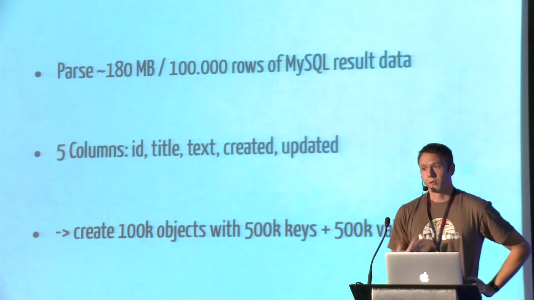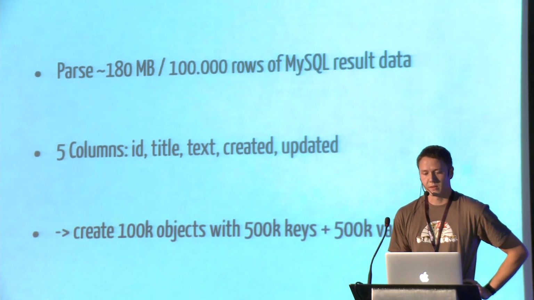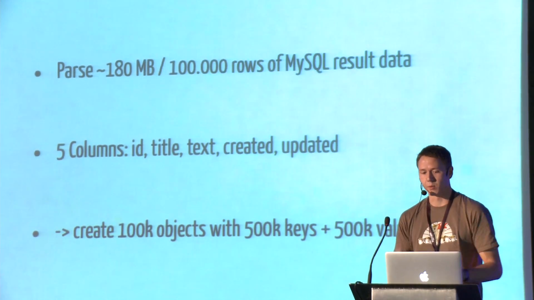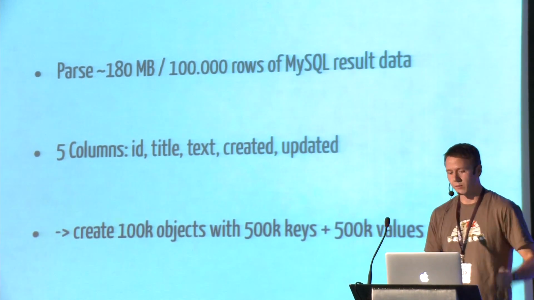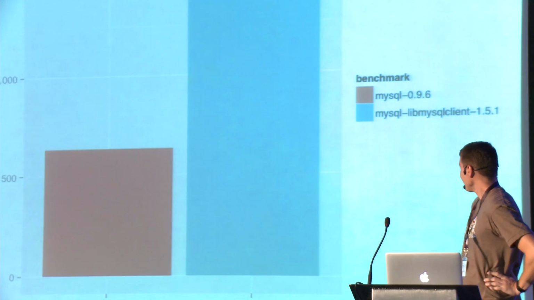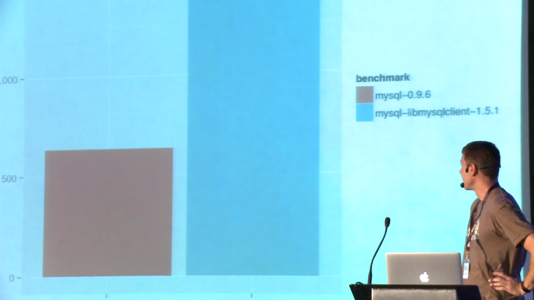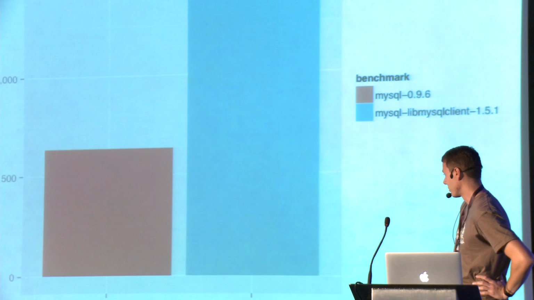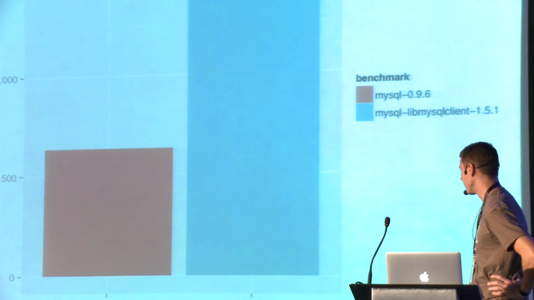And it turns out I thought that my old parser was pretty fast because I modeled it after Ryan's HTTP parser. It didn't buffer up anything. It was written in a very efficient way, or at least what I thought was an efficient way. But it turns out this happened. It didn't look like my driver was fast at all. Mine is on the left side. MySQL 0.9.6 is the old version, and on the right side is MySQL libmysql client, which was much, much, much faster.